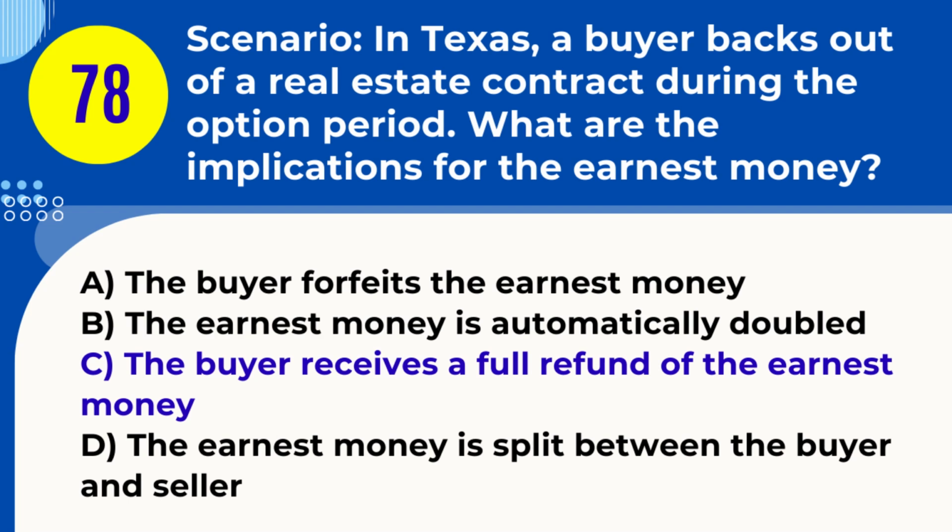Answer. C. The buyer receives a full refund of the earnest money. Explanation. In Texas, if a buyer backs out of a real estate contract during the option period, they are typically entitled to a full refund of their earnest money. The option period allows the buyer to terminate the contract for any reason.